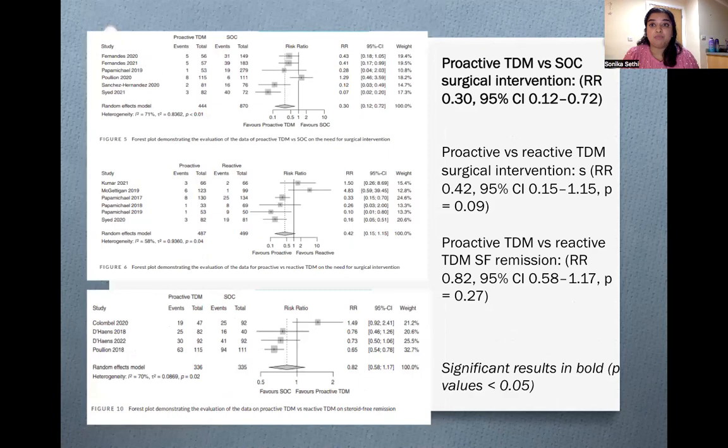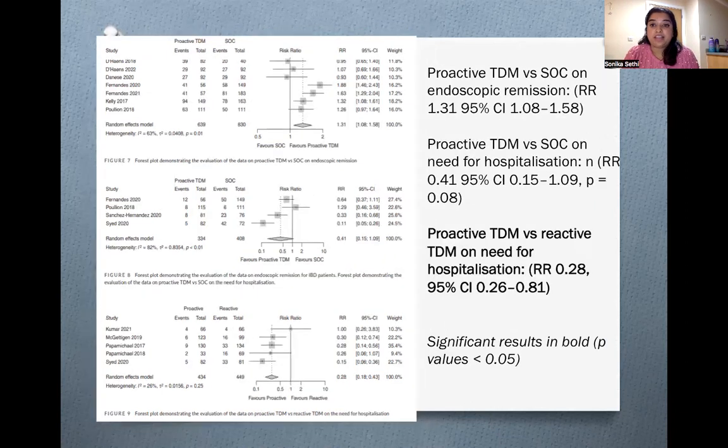Proactive TDM versus standard of care in surgical intervention again favored proactive TDM. There weren't any significant results in terms of proactive versus reactive TDM for surgical intervention, and in terms of proactive versus reactive TDM in steroid-free remission, we did not see any significant result either. Another significant result was that proactive TDM versus reactive TDM on the need for hospitalization favored proactive TDM.